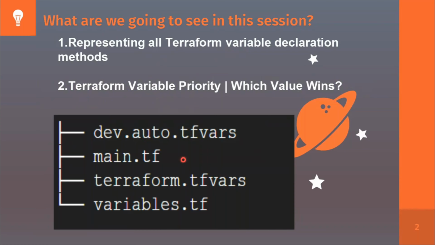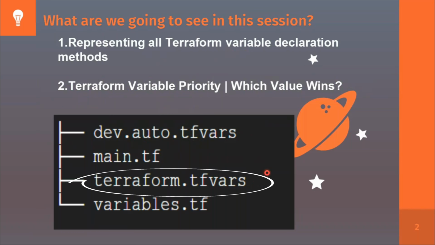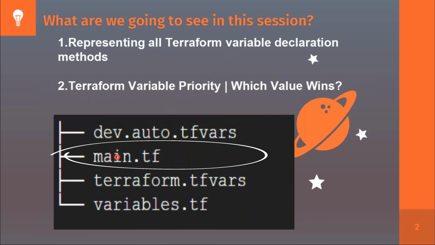If you see on the screen, there are a total of 4 files here. One is dev.auto.tfvars, main.tf, terraform.tfvars and variables.tf. Out of these 4 files, we can store our variables in only 3 files. That is dev.auto.tfvars, terraform.tfvars, and similarly variables.tf. And all these stored variables we can call from our main file called main.tf. Let's see what is there inside each file and discuss them one by one.